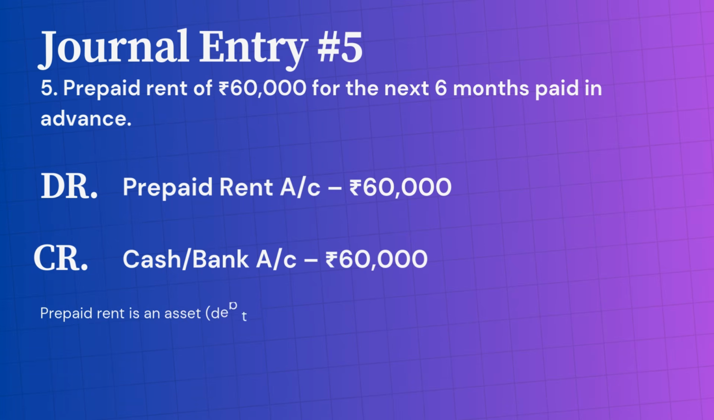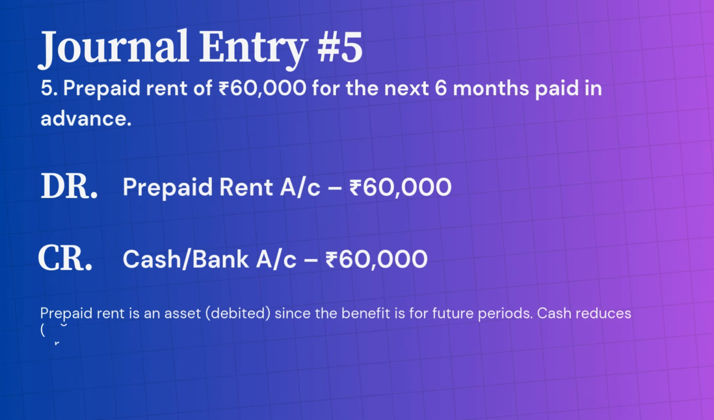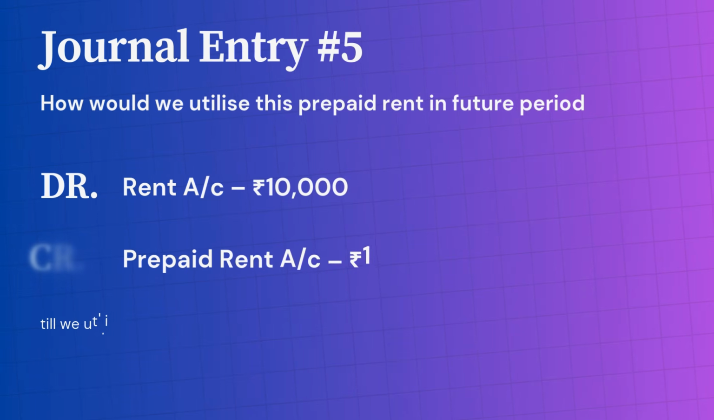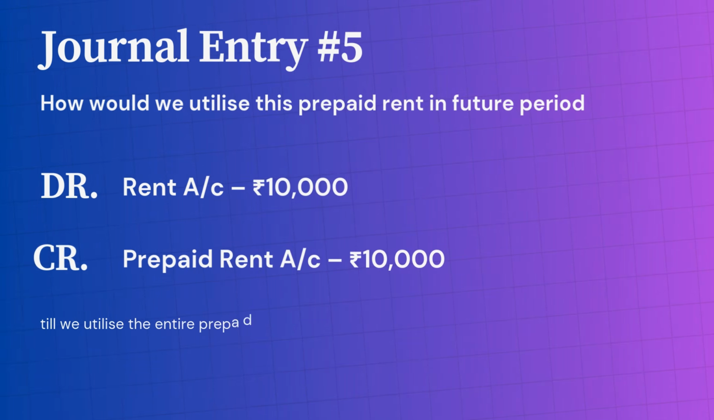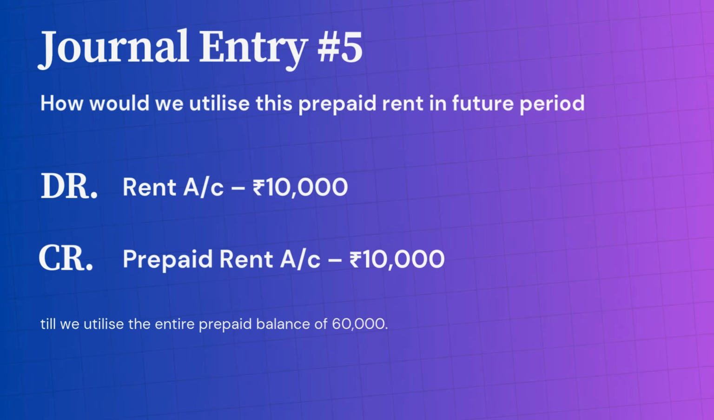It represents a payment made for a future benefit, rent in this case. Assets increase with a debit. Cash or bank account is credited because the company's cash or bank balance decreases when the payment is made. The interviewer might ask you how we will utilize this prepaid rent. In such case, you have to explain every month we will book rent account debit by 10,000 and credit prepaid rent by 10,000 till we utilize the entire prepaid balance of 60,000.